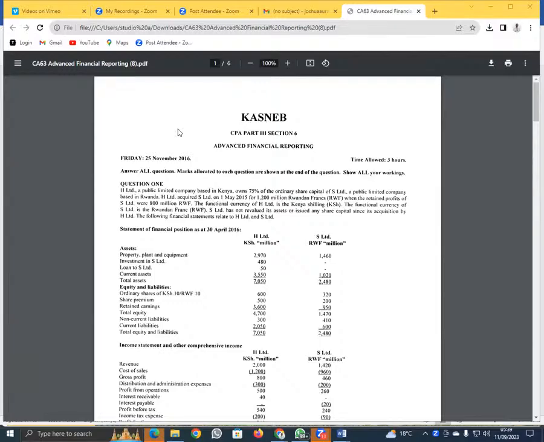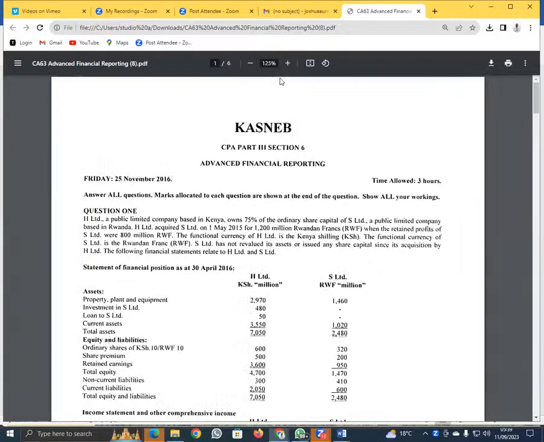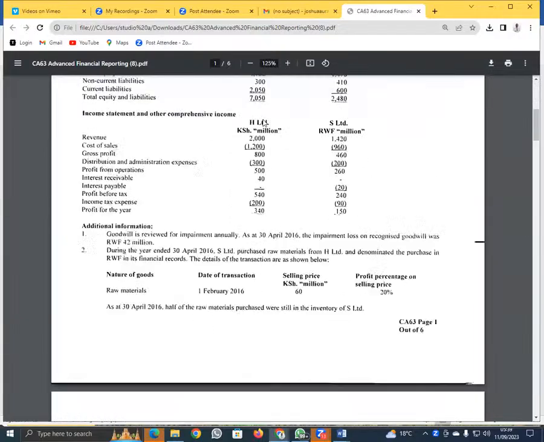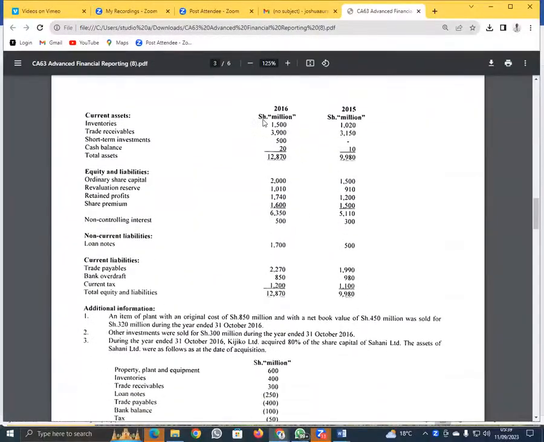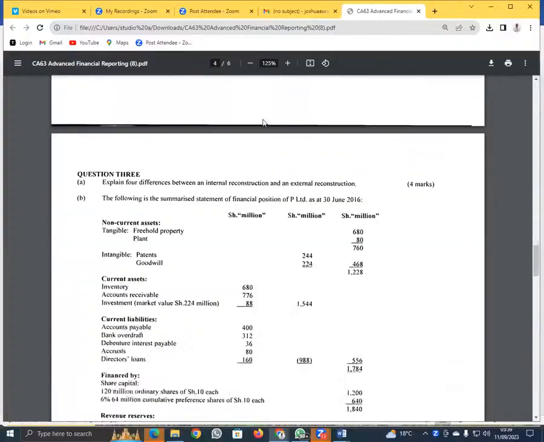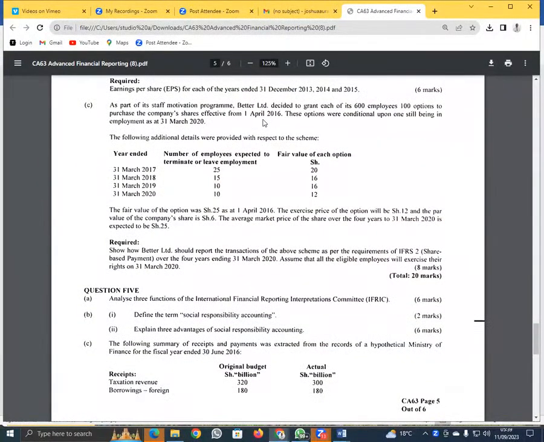Great. So the PDF is expanding, this is very easy. So it's November 2016, question number 4C.